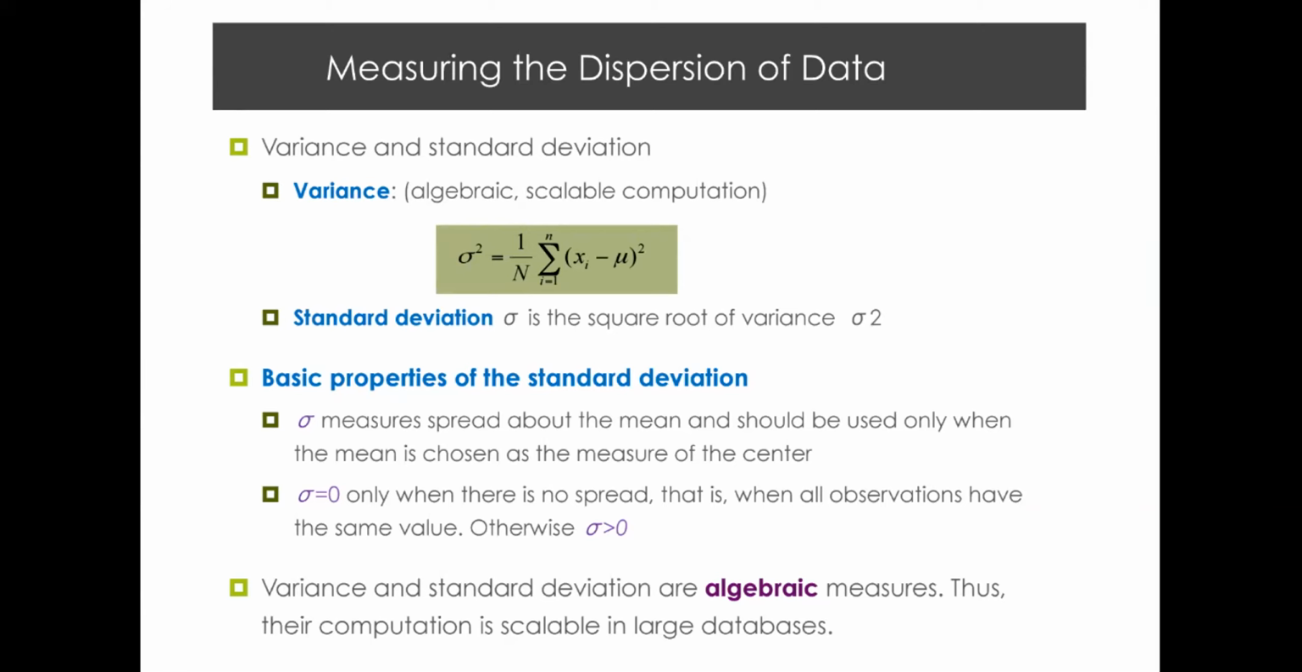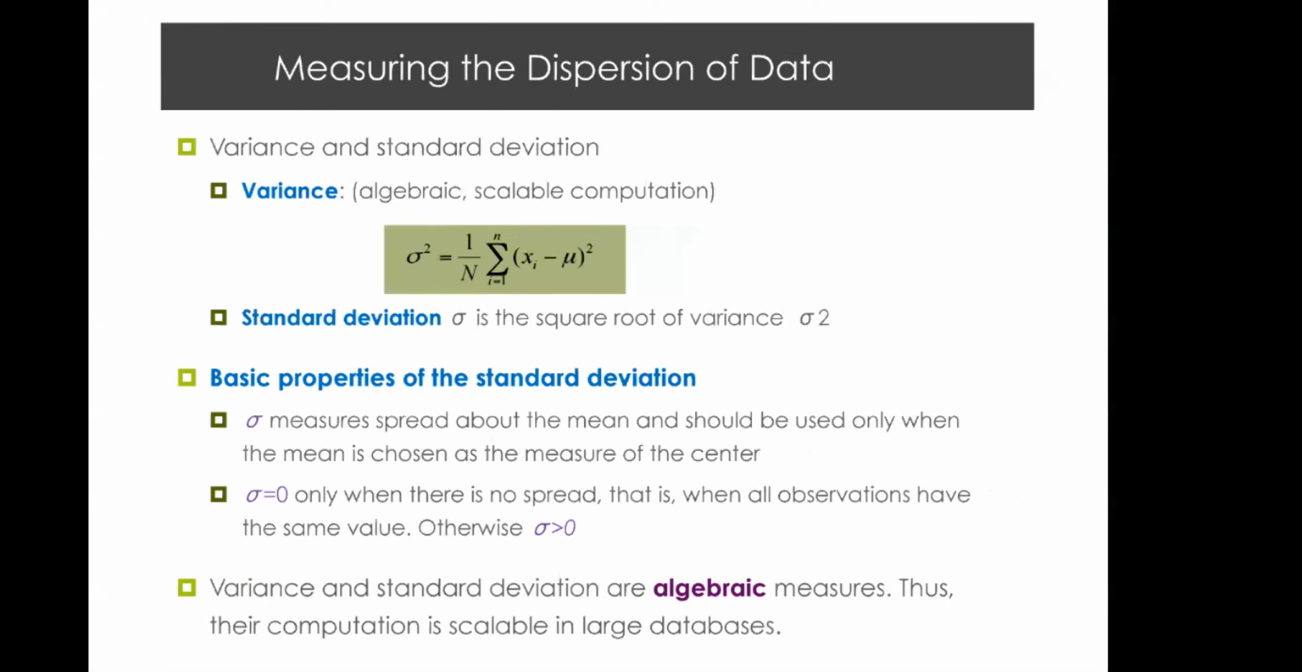Rho is a measure of spread about the mean and should be used only when the mean is chosen as the measure of the center. Rho equals 0 only when there is no spread, that is, when all observations have the same value; otherwise rho is greater than 0. Variance and standard deviation are algebraic measures, thus their computation is scalable in large databases.